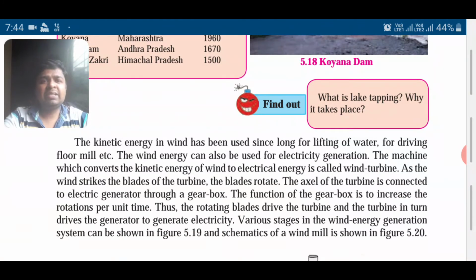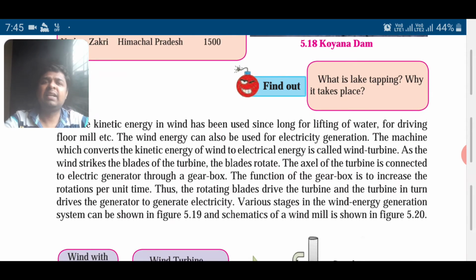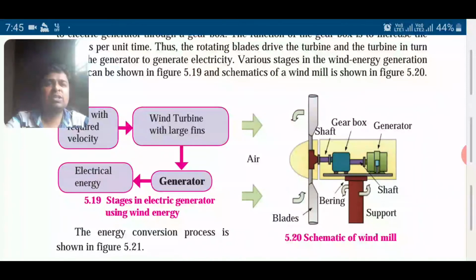Now kinetic energy in the wind has also been used for a very long time. It was first used for lifting water, for driving flour mills, etc. Now it can be used for producing electricity also. The kinetic energy of the wind is used to rotate the turbines, which are connected to generators, and then we get electricity. So here is the picture, you can see.